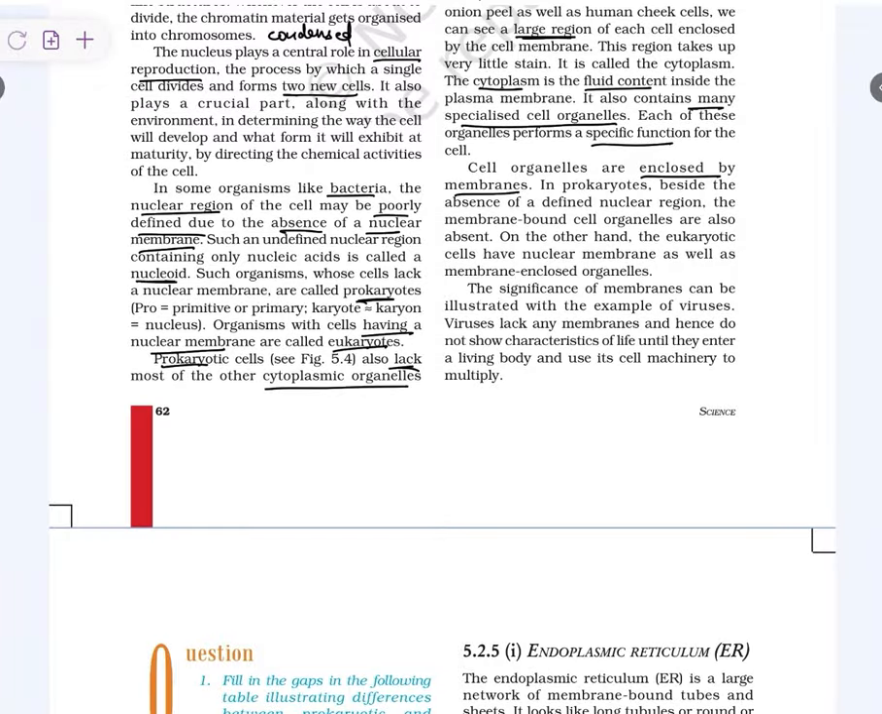So here it is given what the significance of the membrane is. It has been explained taking a virus as the example, that a virus lacks any membrane, right? And therefore it does not show any characteristics of life, right? But when it enters a living body, it starts multiplying, it starts replicating, it starts using that living cell's machinery to replicate and invade the area. So without a membrane, a virus is nothing. It does not show any characteristic, but only when it enters a living cell does it start working.